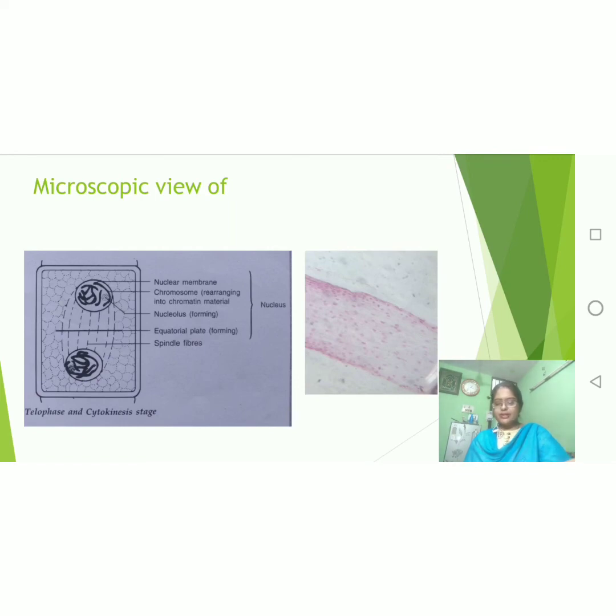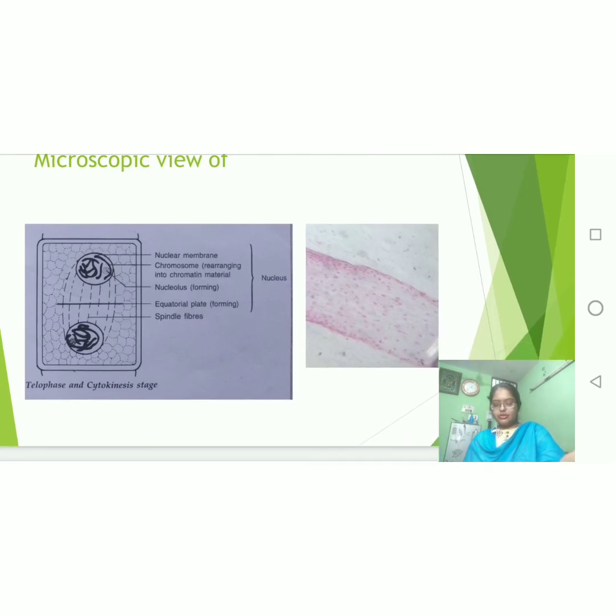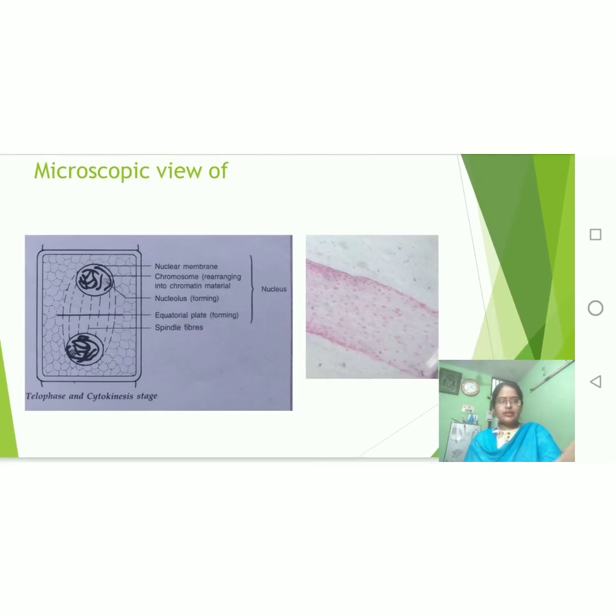So fine fibrils appear in the cell cytoplasm and are organized to form spindle fibers. Look at these dotted lines in the vertical position; these are the fine fibrils which appear in the cell cytoplasm and are organized to form spindle fibers. The centromere of each chromosome lies in the equator and is attached to the spindle fibers.